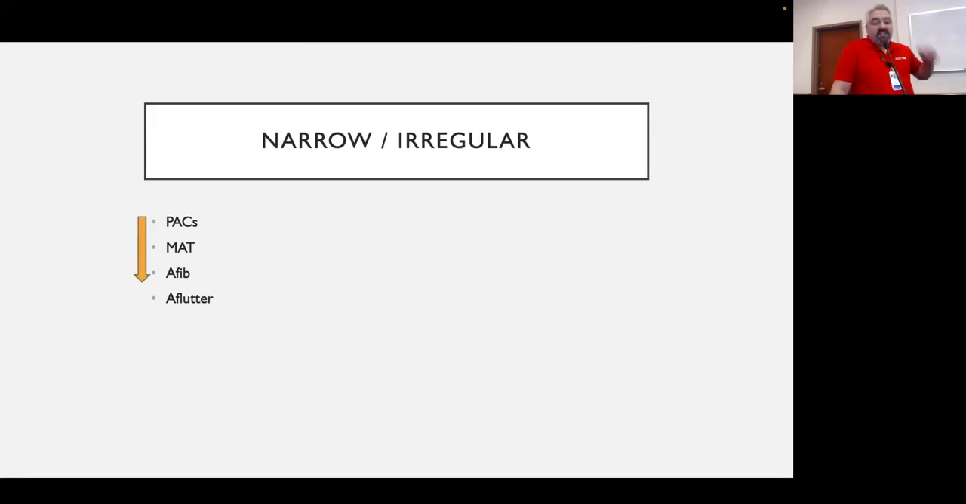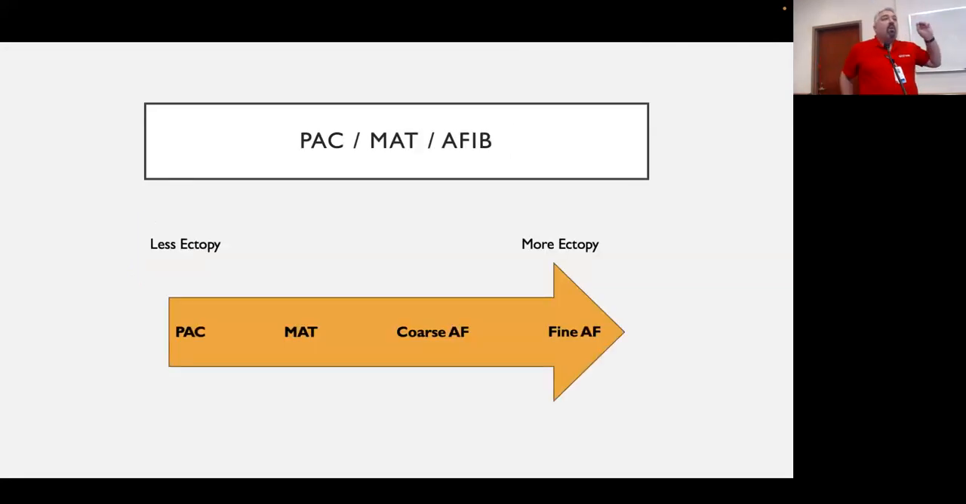So PACs, MAT, and AFib really all exist along the same spectrum. When you have one focus in the atria that fires occasionally, you start having PACs. If it's not just one place in the atria that's firing, you have a handful, then you get more beats, and they're different morphologies because they're coming from different parts of the atria. That's MAT. And then when you have a bunch of them firing, all of those P waves are stacking up on each other and making this very squiggly looking line. And that's coarse atrial fibrillation.